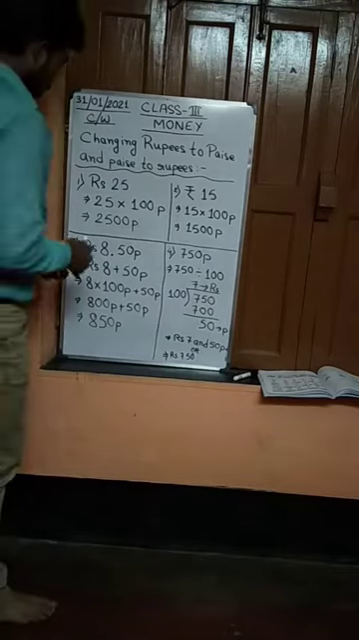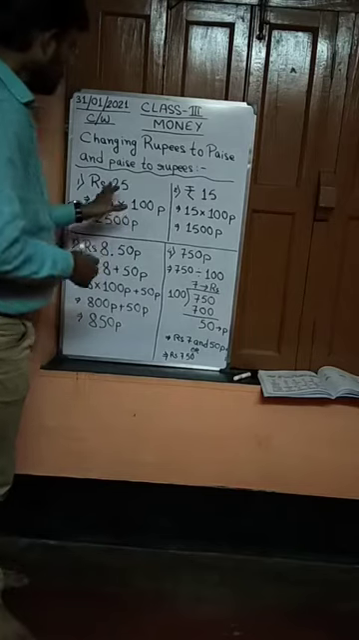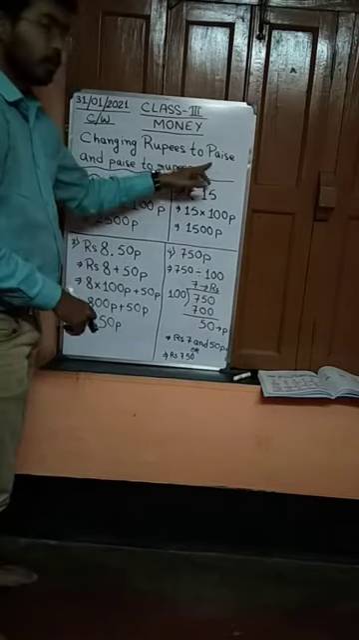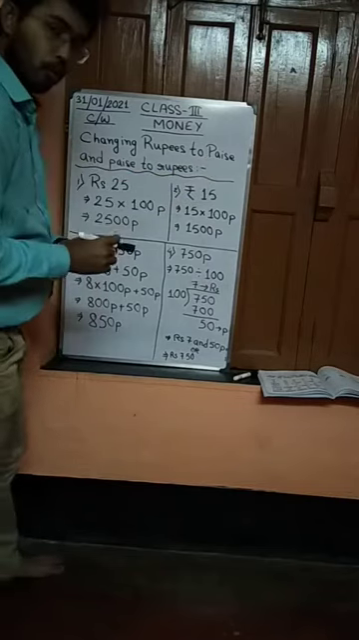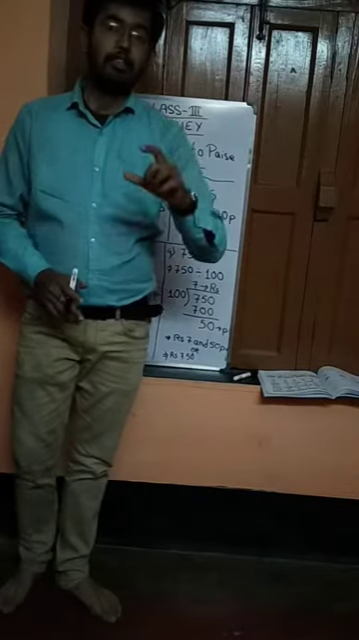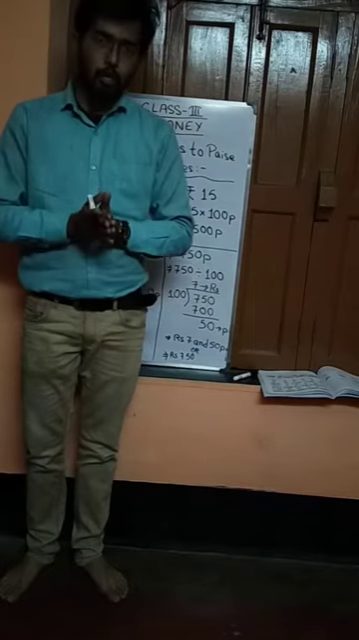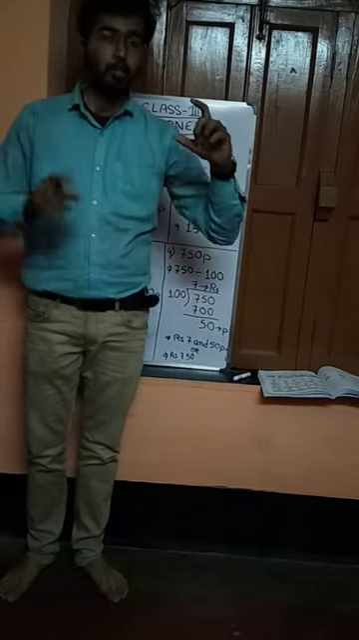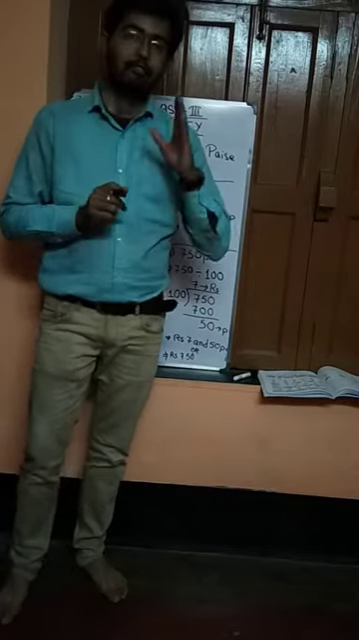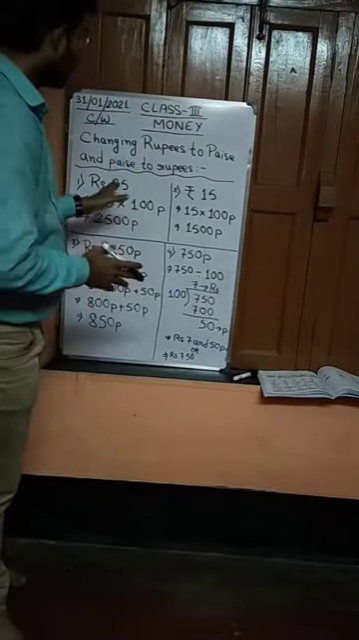So students, our first sum is rupees 25. Now we need to convert this rupees into paise. As we have known that 1 rupee means 100 paise, rupees is a bigger unit and paise is a smaller unit. So whenever you are converting from a bigger unit to a smaller unit, you always multiply. As we are converting rupees to paise, we will multiply 100 paise with this rupees.